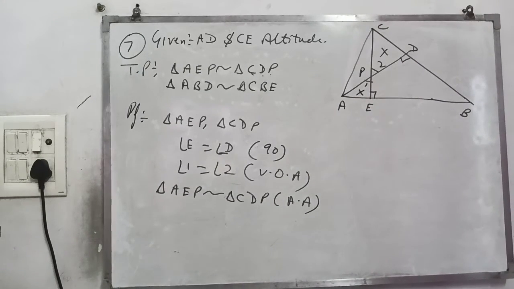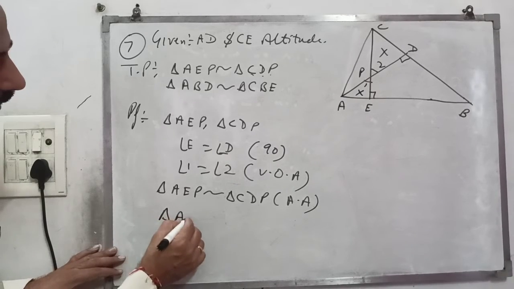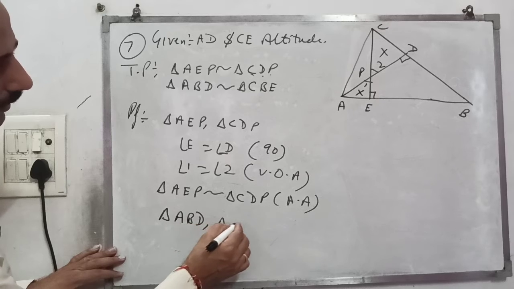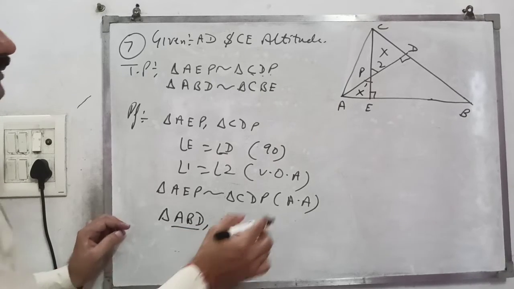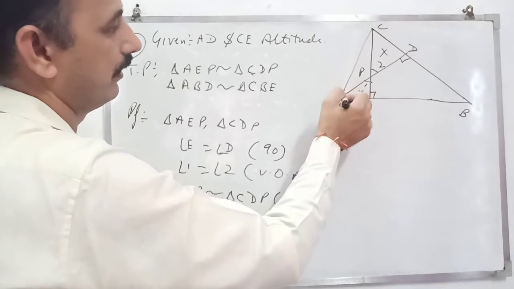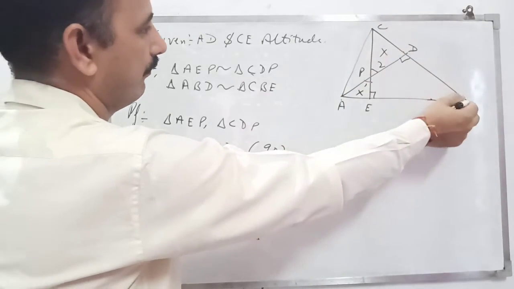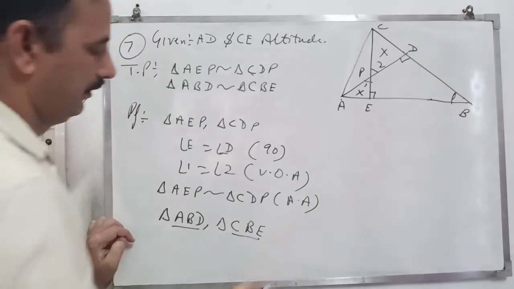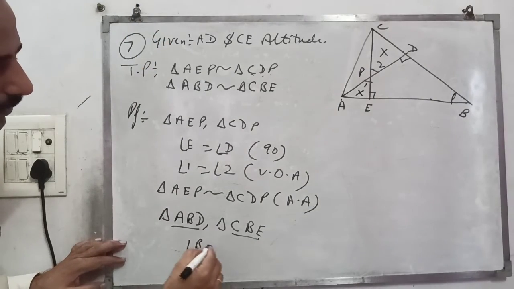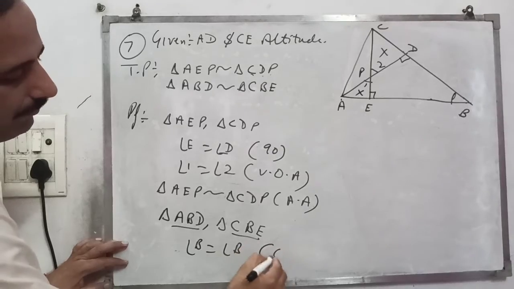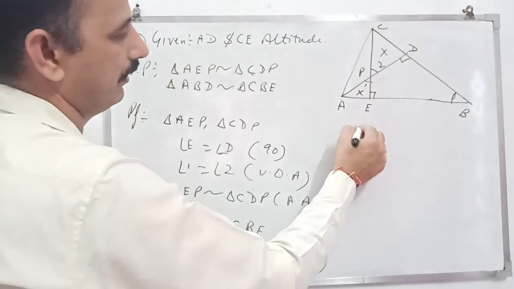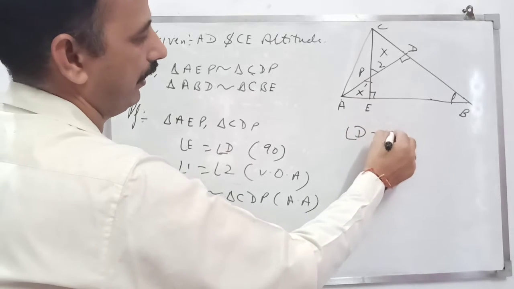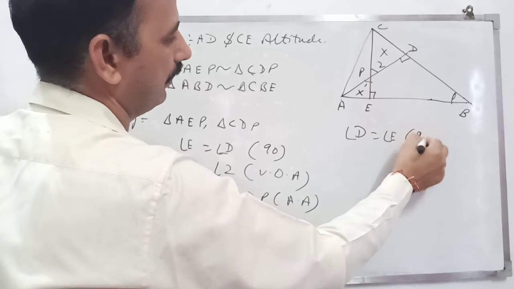Okay, now the second one is triangle ABD and triangle CBE. So you find that angle B is common in both, and angle D and angle E, they are 90 degrees.